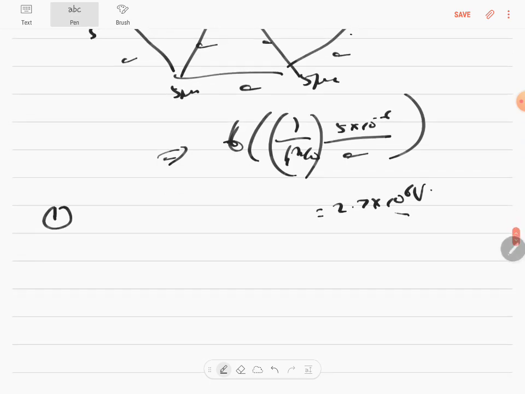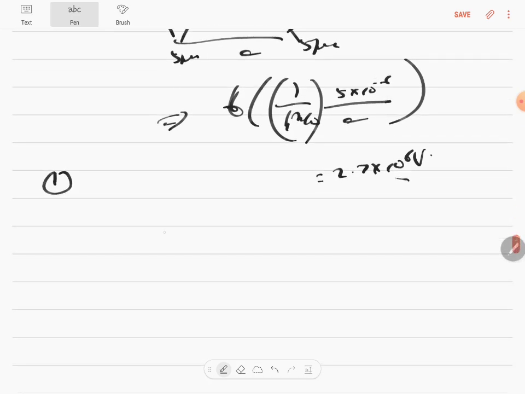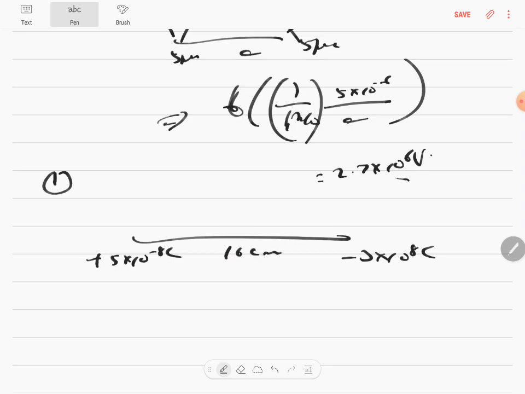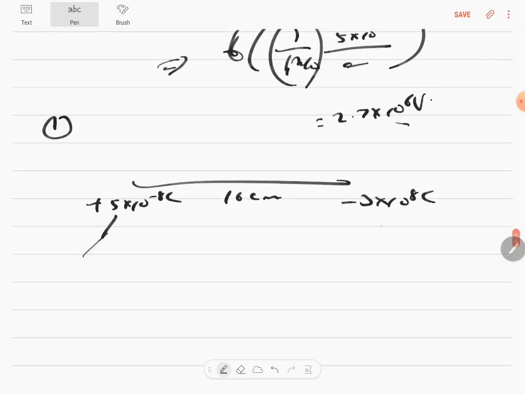Let's go to the next question. Sum number 1. There are 2 charges, plus 5 into 10 to the power minus 8 coulomb and minus 3 into 10 to the power minus 8 coulomb, located 16 centimeter apart. At what point on the line joining the 2 charges is the electric potential 0? Nowhere between the positive and negative charge will the electric field be 0, but the potential can be 0 somewhere in between. It will not be the midpoint because one is a higher charge and the other a lower charge. So keep this distance as x and the other as 16 minus x.